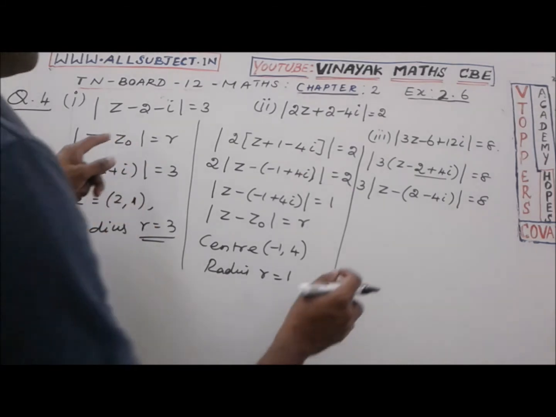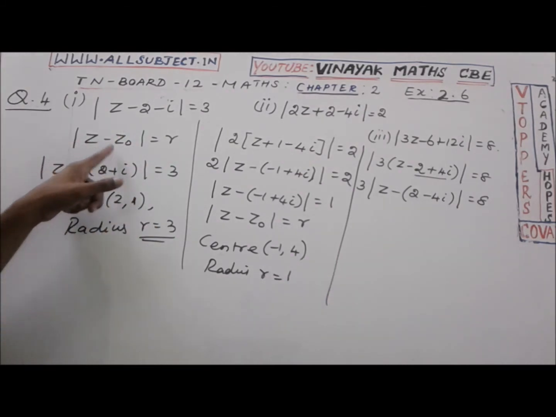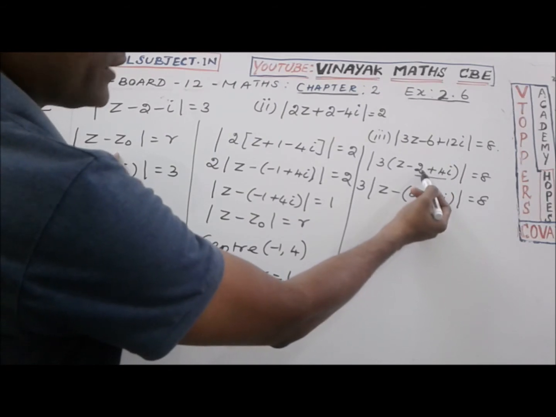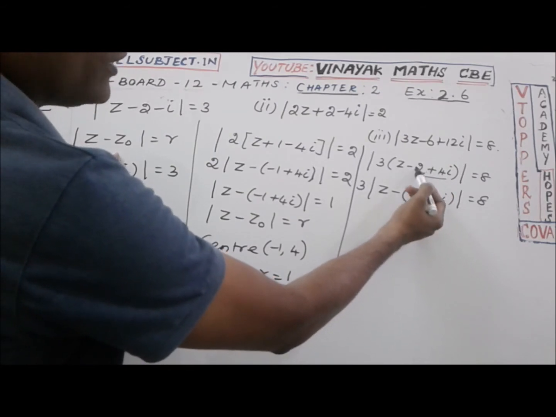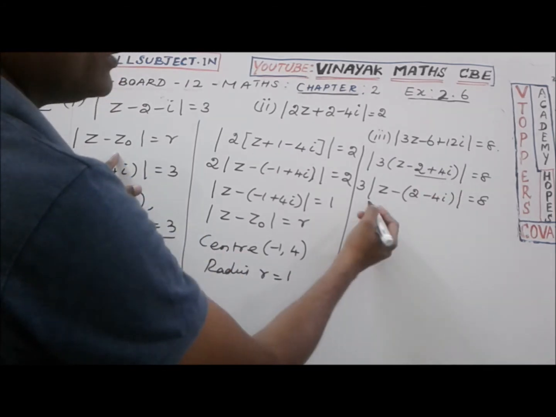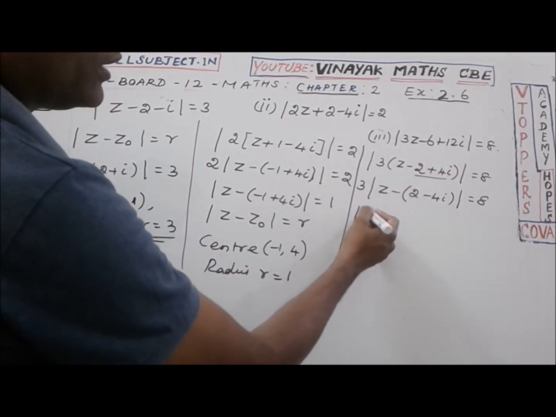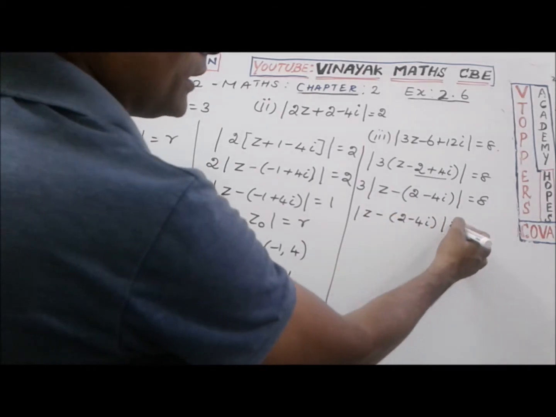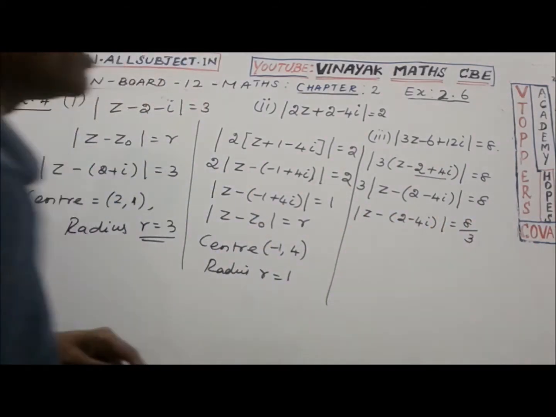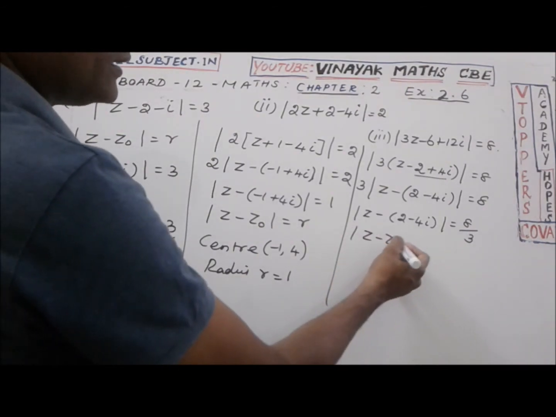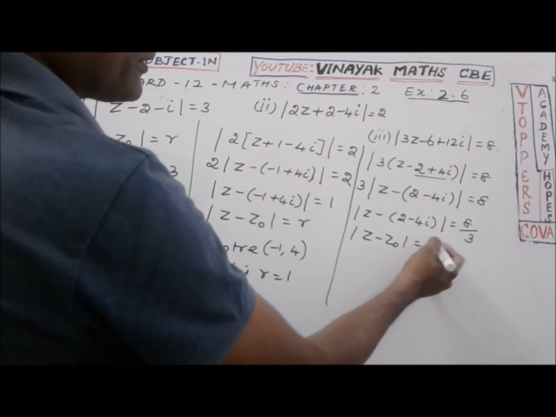Listen here. In order to write in the form of modulus of z minus z naught, we have taken out minus from these two terms as common. When we take minus out, it will become plus 2 and it changes minus 4i. Now dividing it by 3, modulus of z minus 2 minus 4i equal to 8 by 3. Now this is in the form of modulus of z minus z naught equal to r.